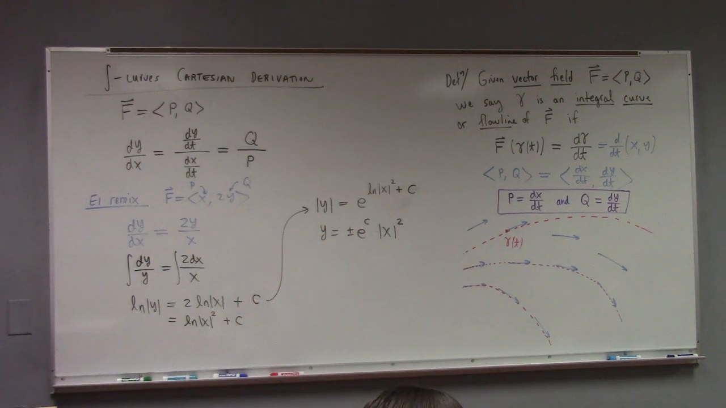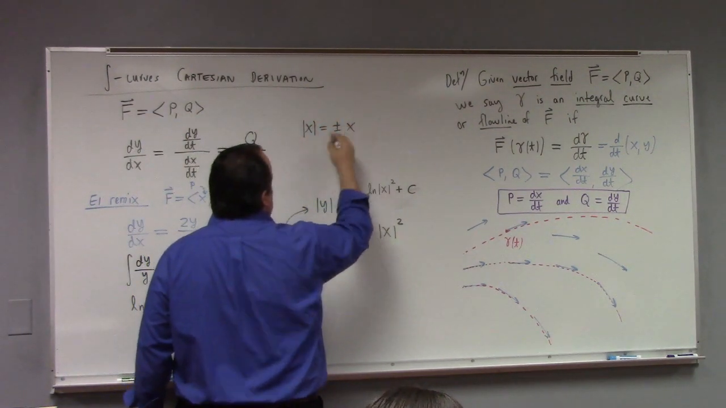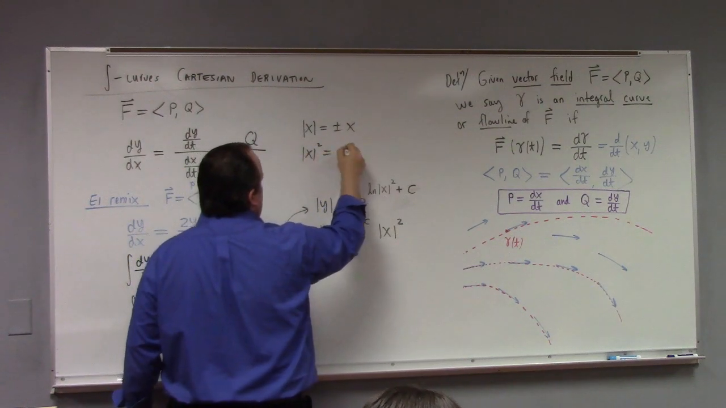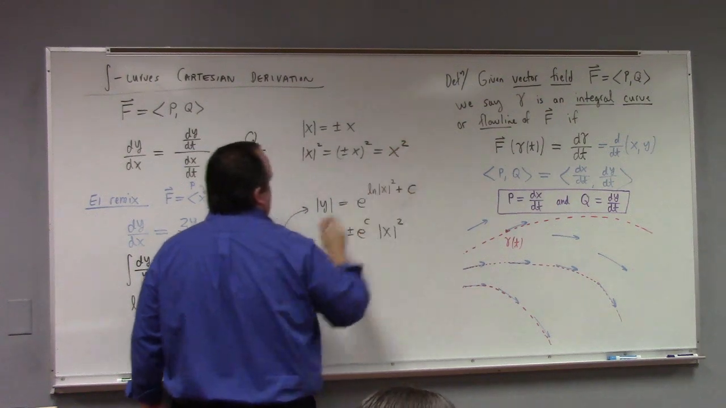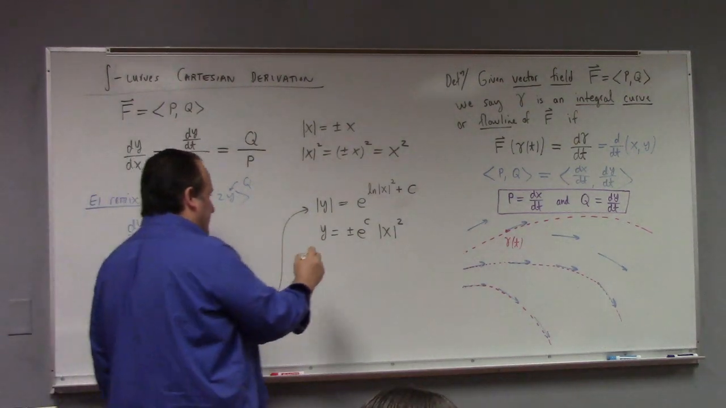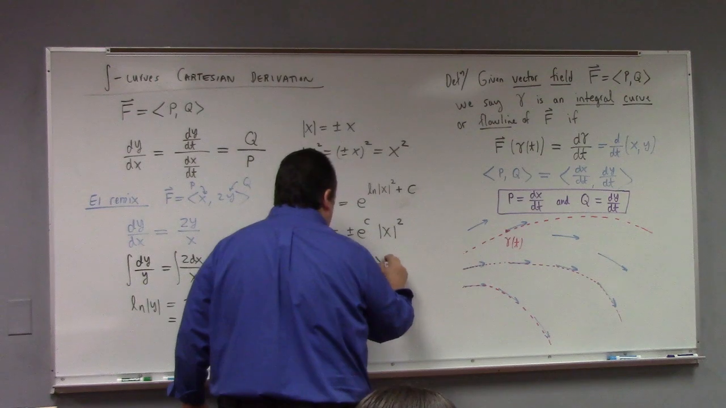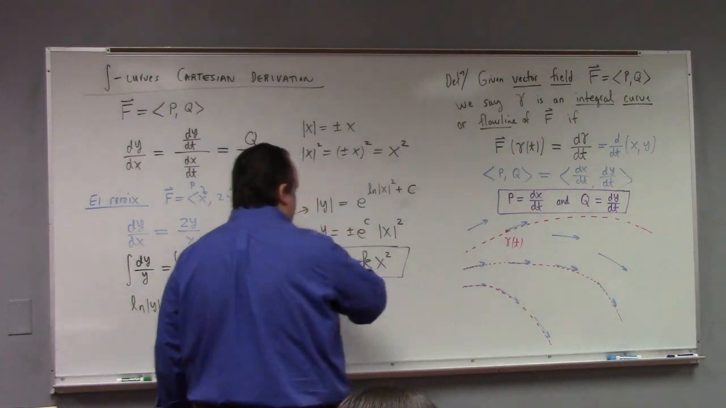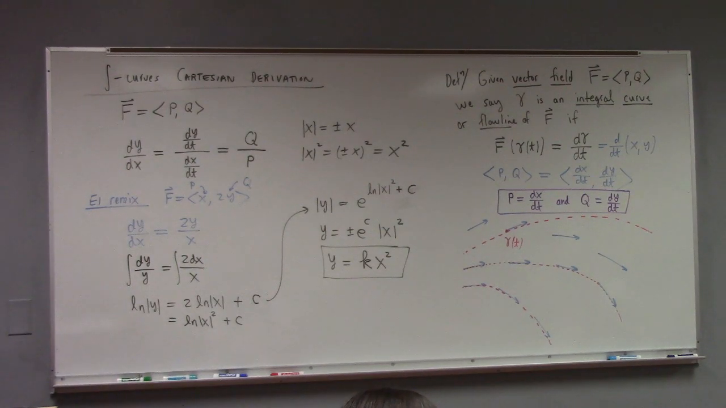I could have simplified absolute value of x squared as soon as it first appeared. What is the absolute value of x? It's plus or minus x, right? What's the absolute value of x squared? Which is also known as simply x squared, right? So lo and behold, the solution has the form y is equal to some constant, I'll call it k this time, x squared. That is exactly what we found the other way, right?